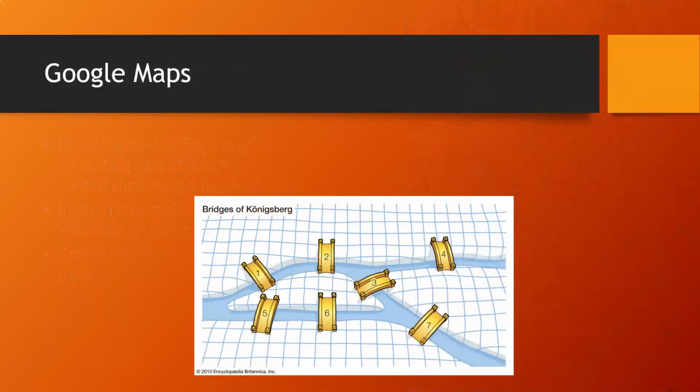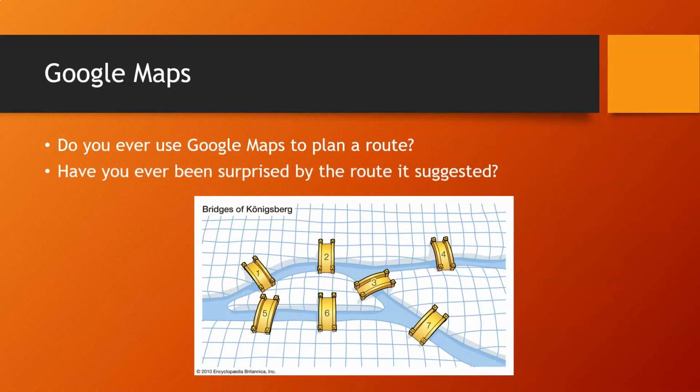Have you ever used Google Maps to find directions between two locations? Have you ever been surprised by the route that it suggested? Google Maps uses some very complex graph theory to decide what route you should take. Every day I use Google Maps to navigate from school to my home in Ottawa. Google has taken me on at least 8 different variations to get me home most efficiently.